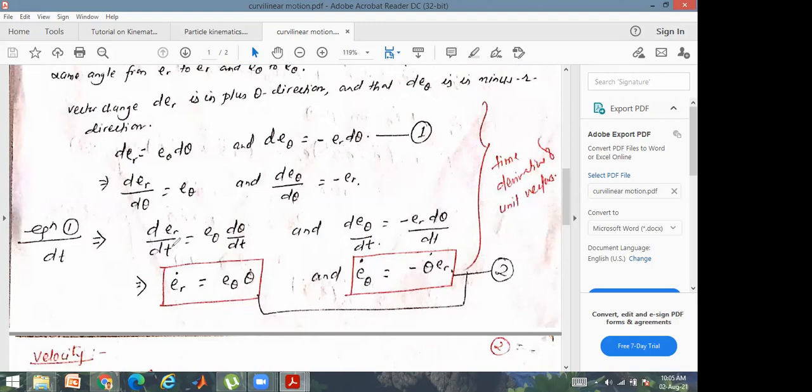नाउ de_r by dt लाई इक्वेसनलाई 1 लाई हामीले डिवाइड गर्यो भने de_r by dt can be written as e_theta d theta by dt. Similarly, d e_theta by dt लाई हामीले लेख्यो भने चाहिँ we can write minus e_r d theta by dt. So de_r by dt लाई e_r डट लेख्न सक्छौं, e_theta theta डट लेख्न सक्छौं यहाँ. Similarly, यसको e_theta डट लेख्न सक्छौं, minus theta डट e_r हामीले लेख्न सक्छौं.